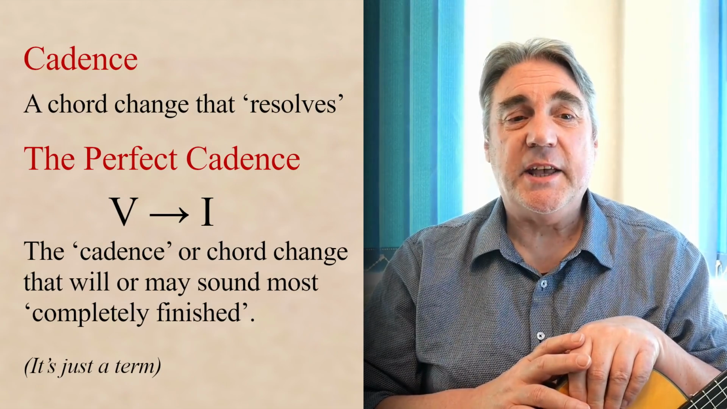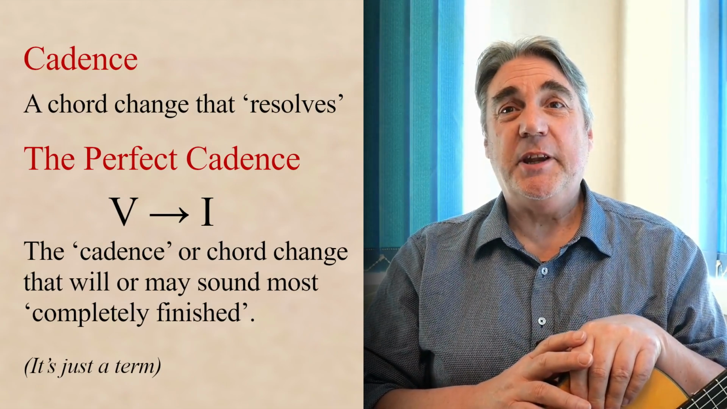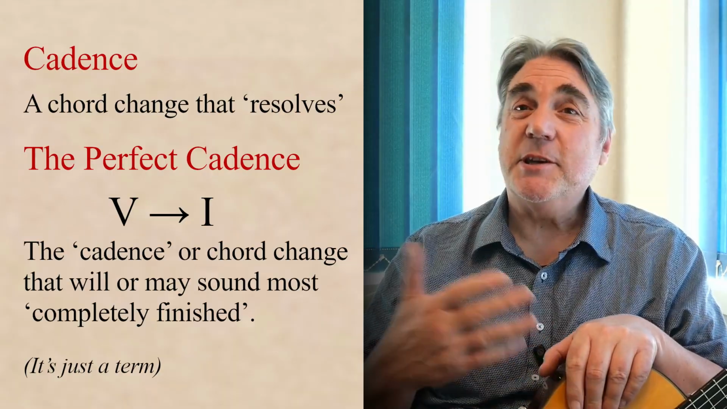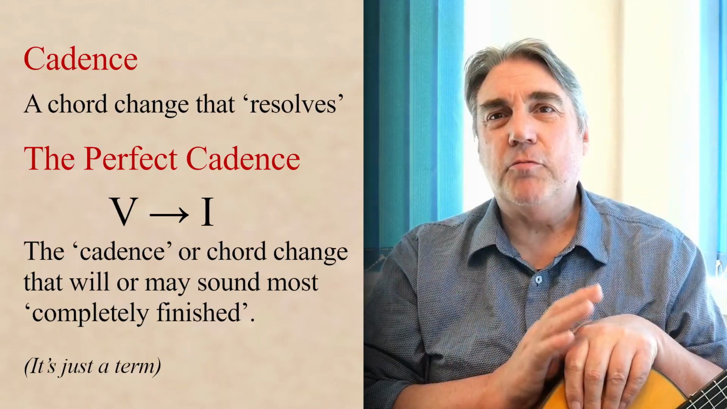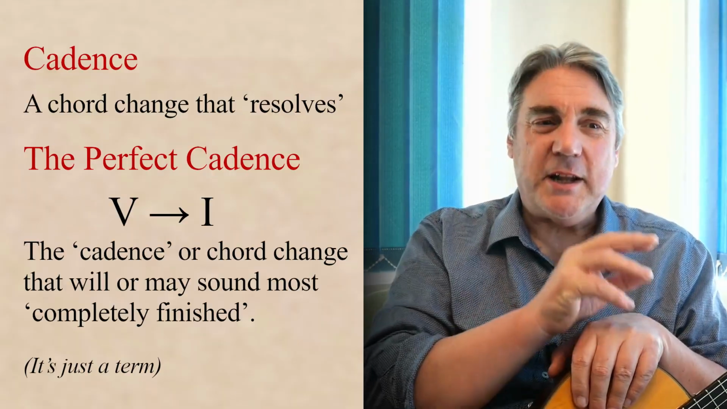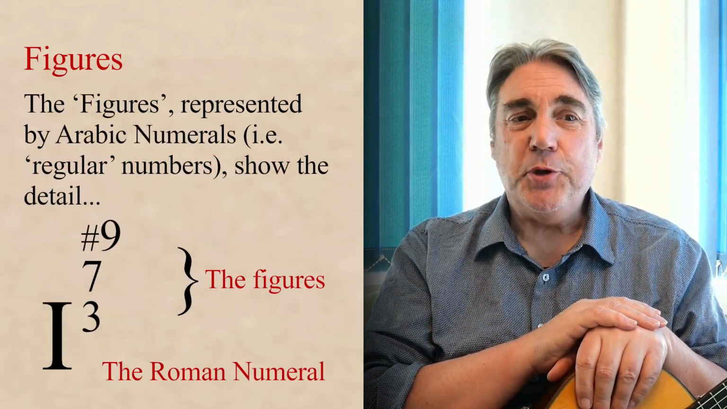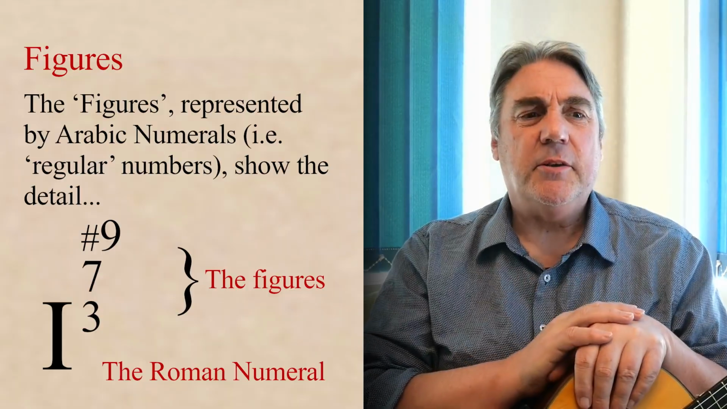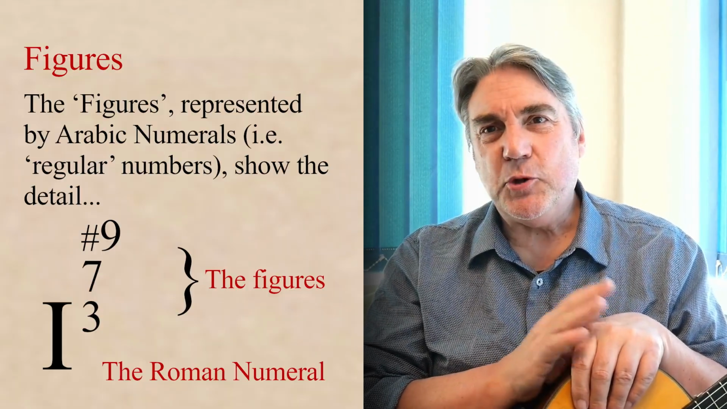A cadence is a chord change that resolves. For example, the feeling of resolution when a phrase ends 5-1. That's what we call a perfect cadence, and it's basically based on the meaning of perfect in Latin, which means completely finished. In Figured Roman Numeral Analysis, the Roman numerals show movement, and the figures show the detail. So let's have some more terminology.